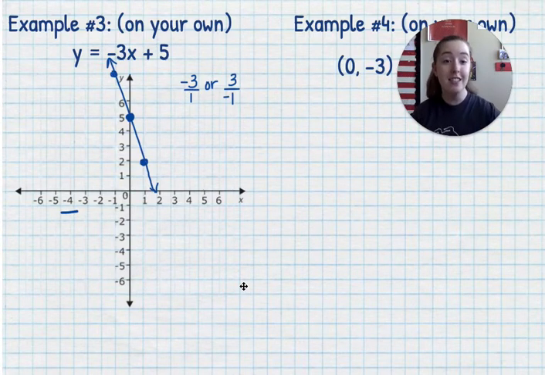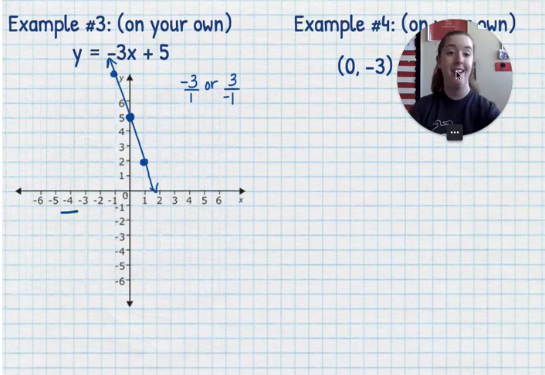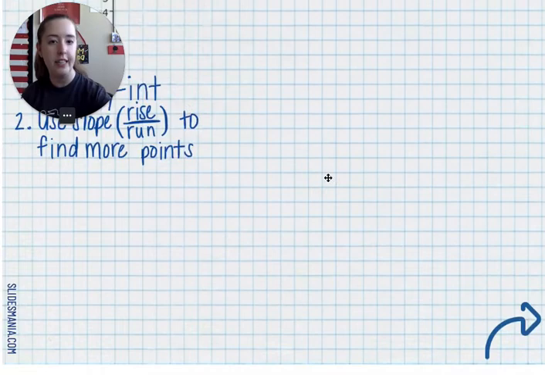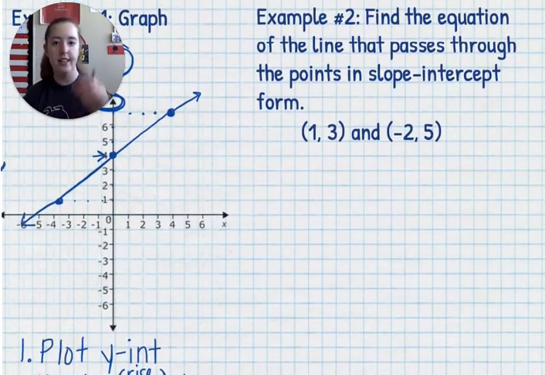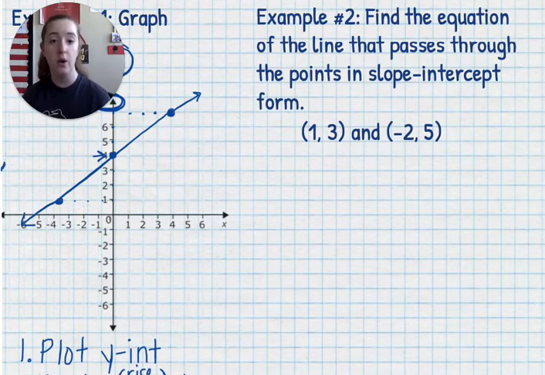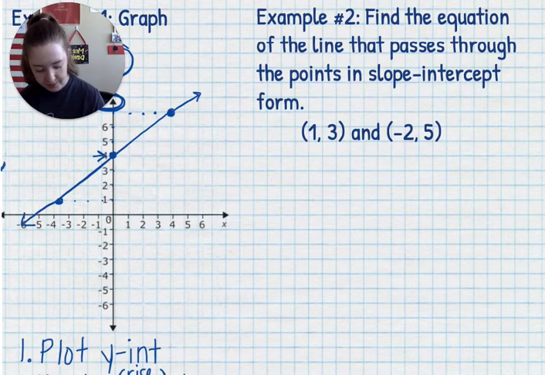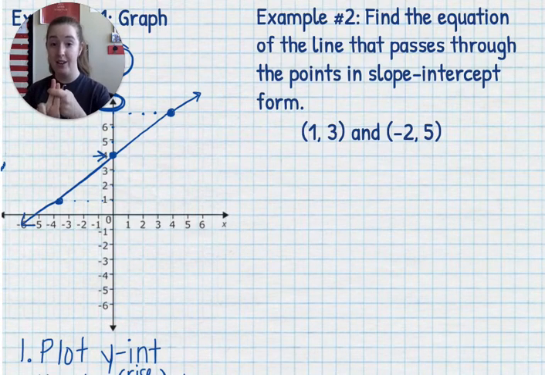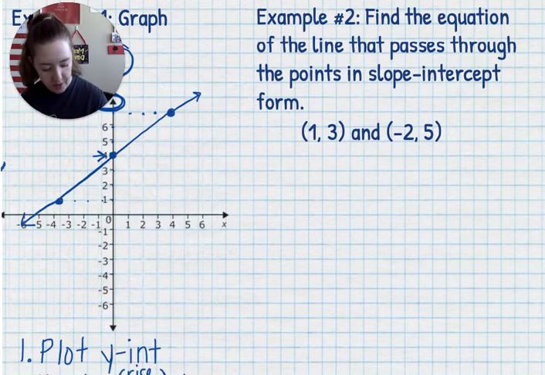All right, so now let's look at how to find the equation of a line given 2 points in slope-intercept form. So I'm going to move myself over here a little bit. Let's take a look at this guy. So we want to find the equation of a line that passes through the points in slope-intercept form. So we want to write it in slope-intercept form, right? So it tells us the 2 things that we need to have, a slope and a y-intercept. So remember, the first thing we want to find is slope.